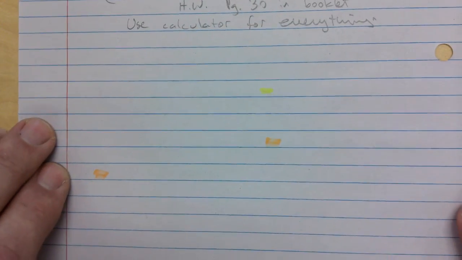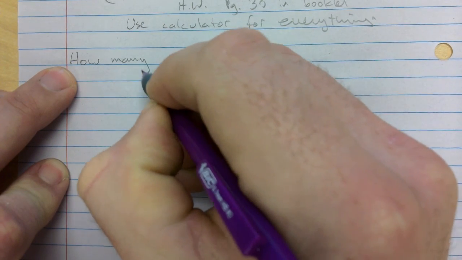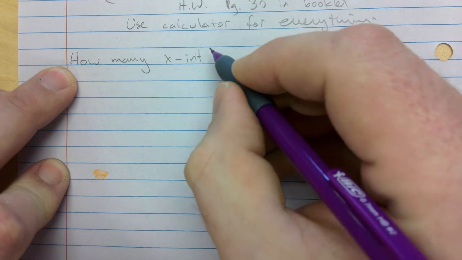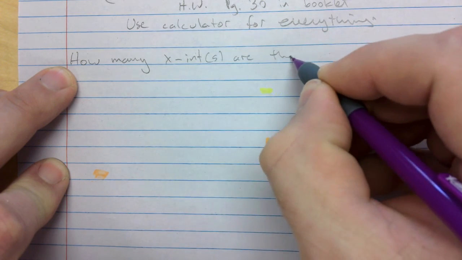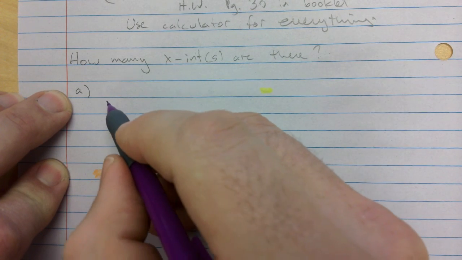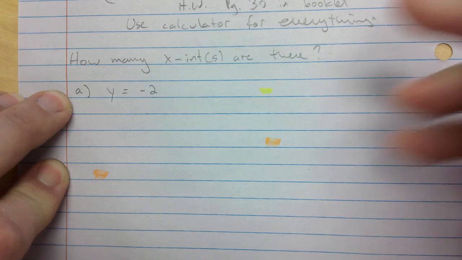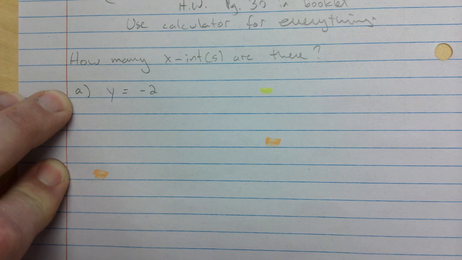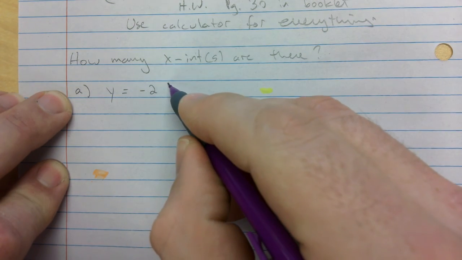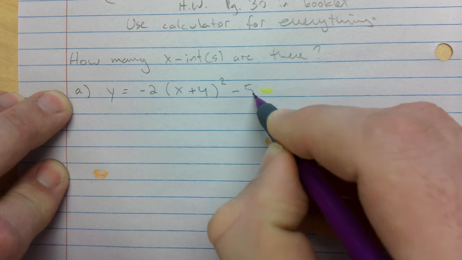Okay, let's keep going. How many x-intercepts are there? Y is equal to -2. Oh, wait. Yeah, we'll do this and then I'll give you a general. -2 (x plus 4) squared minus 5.